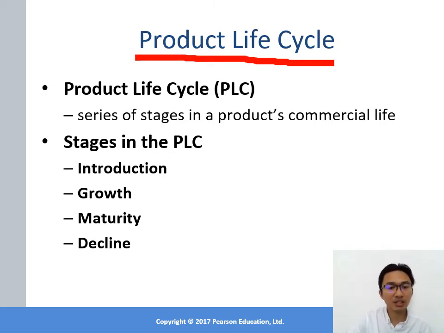We can see the stages of PLC here. So we have 4 stages: the introduction stage, the growth stage, the maturity stage, and the decline stage. These are all the 4 stages of the product life cycle.